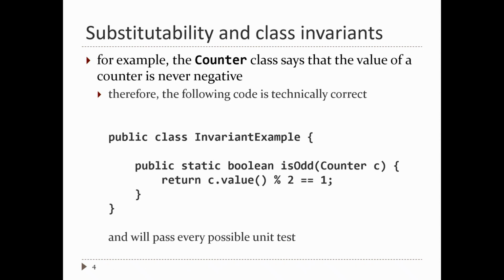Now, you can make the argument that this is a bad way to implement is_odd. A better way to implement this would be to do c.value remainder 2 not equal to 0, and that now works for the DescendingCounter class. But the original is technically correct because the value of a counter can never be negative, or is never supposed to be negative.